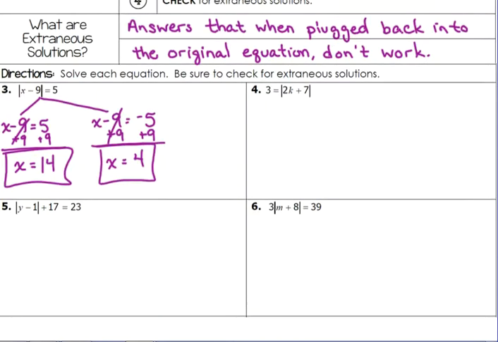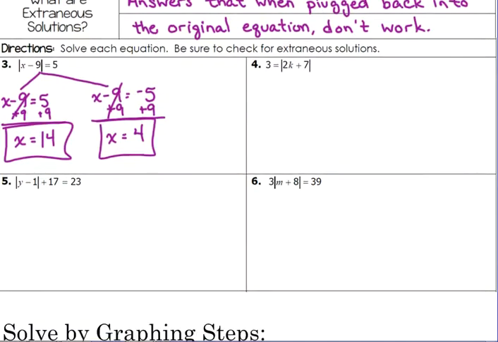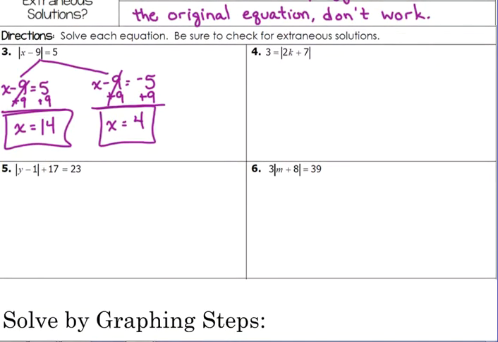All right, let's look at number 5. We're going to skip number 4 for the moment. The absolute value of y minus 1 plus 17 is equal to 23. Here's a case where we use step number 1 to isolate the absolute value. It's got a plus 17 after it. We are going to start by moving that 17 to the other side by subtracting. So we've got the absolute value of y minus 1 is equal to 23 minus 17, which is 6.